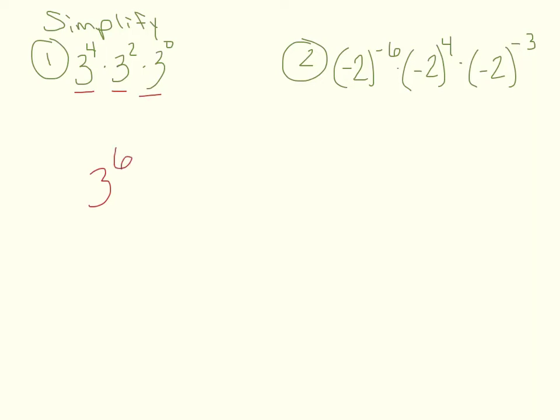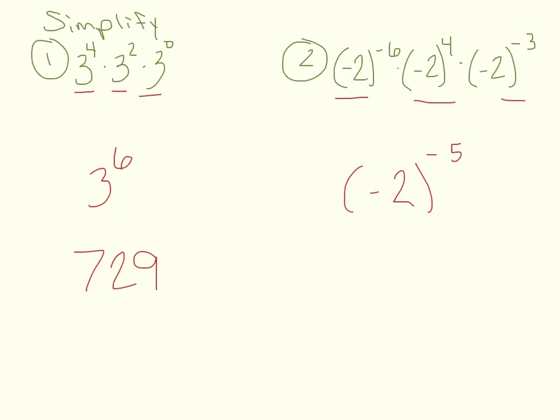Okay, now if you wanted to simplify that, you would take 3 times 3 times 3 times 3 times 3 times 3, and you would get 729. So if it's just a number, you need to actually simplify. So number 2, negative 2 to the negative 6 times negative 2 to the 4th times negative 2 to the negative 3rd. All the bases are the same, so it's going to be negative 2 to the, and then negative 6 plus 4 is negative 2, plus negative 3 is negative 5.